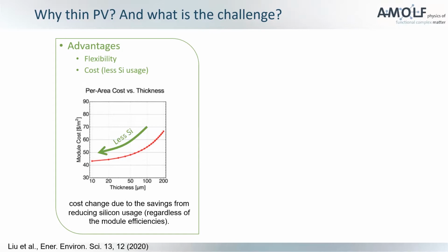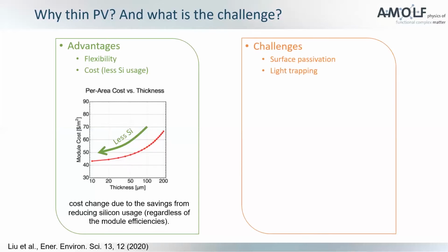You might think silicon is already cheap and that is not that important, but at large scale, that's actually very beneficial. The challenges that we find are surface passivation and light trapping. Surface passivation is very relevant in the case of ultra-thin solar cells because of the surface recombination that we will have at the backside of the PV. The good news is that in state-of-the-art PV, that problem has been solved to a really good extent, and we have really good surface passivation now.